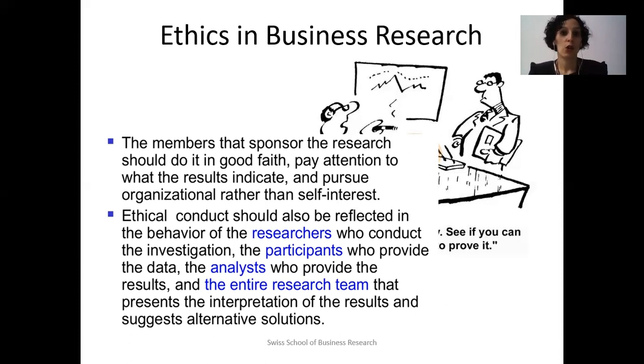The analysts who draw the conclusions from the data have to be very ethical, coming back to what I was just saying, making sure that even if the results are not what we are expecting and we are not happy about them, they are presented in an objective manner so that the business can take steps to fix that situation. And the entire research team has to be very goal-oriented and ethically oriented to ensure that the business research process is completely ethical and there's no funny business going on.